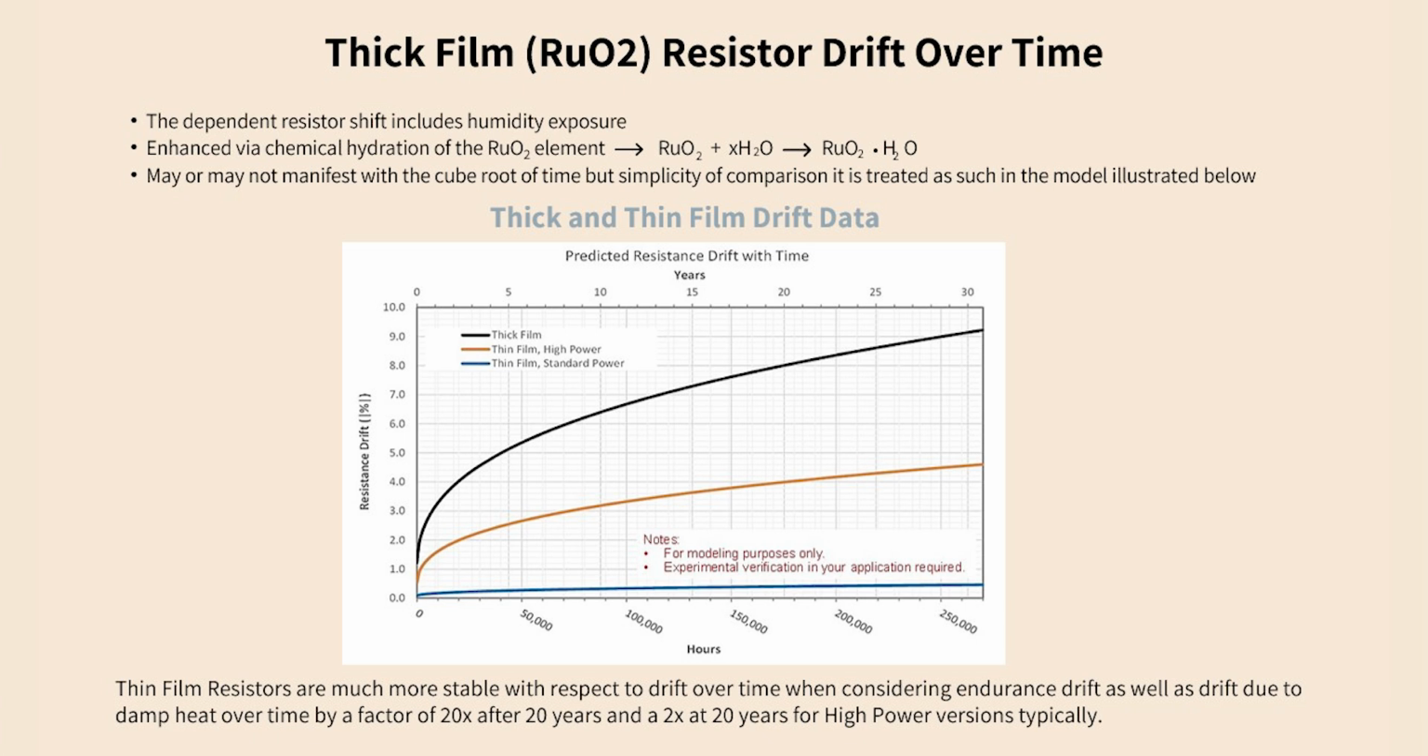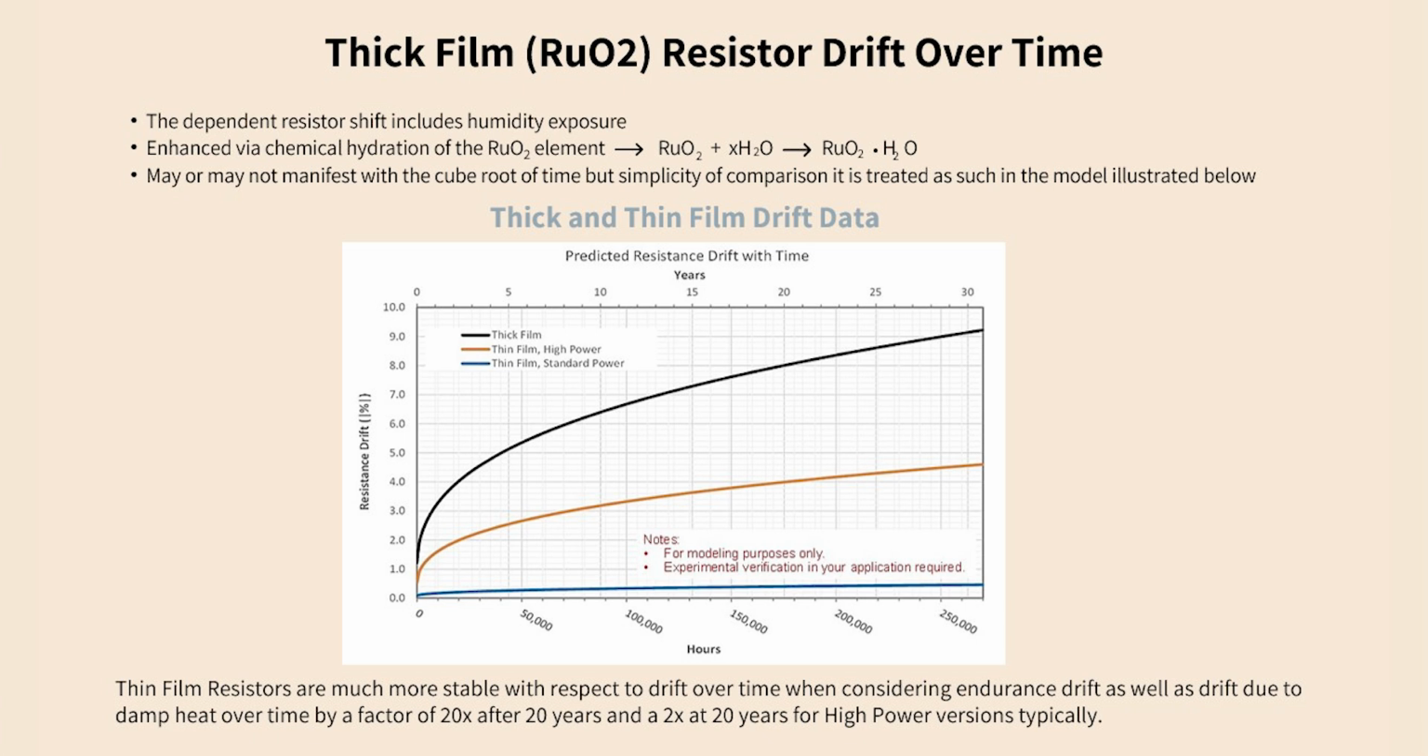Over time, resistance drift in thick film resistors, particularly those using ruthenium oxide material systems, is influenced by both environmental factors and chemical reactions. One key contributor is humidity, which promotes chemical hydration of the ruthenium oxide element, forming water molecules that alter the resistive structure. This process can accelerate resistance drift, especially under high humidity conditions.